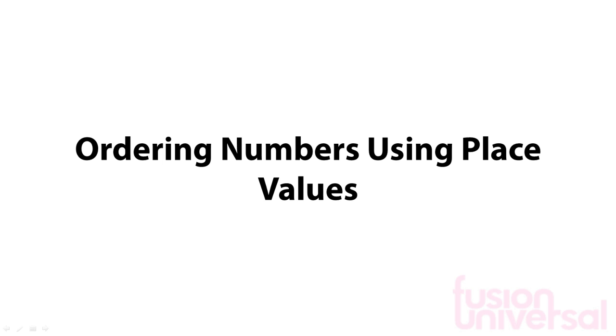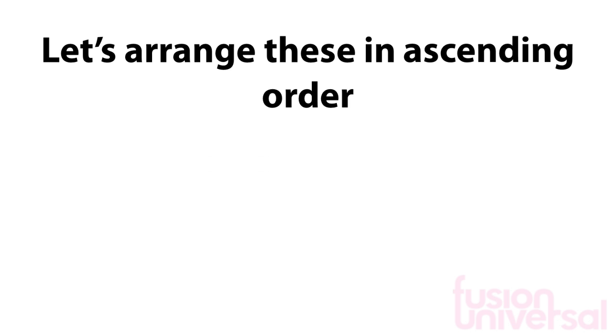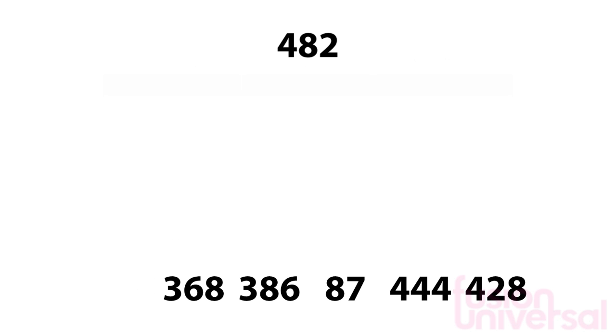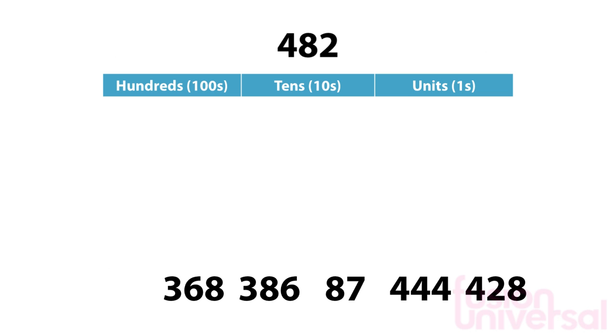We are now looking at the ideas used on the abacus to order numbers without having to use an abacus. We are going to arrange these numbers in ascending order, that is, from smallest to largest. We will use a table to do this. Each spike in the abacus is replaced by a column in the table. The first number in our list is 482, and we then move each digit into the correct column.